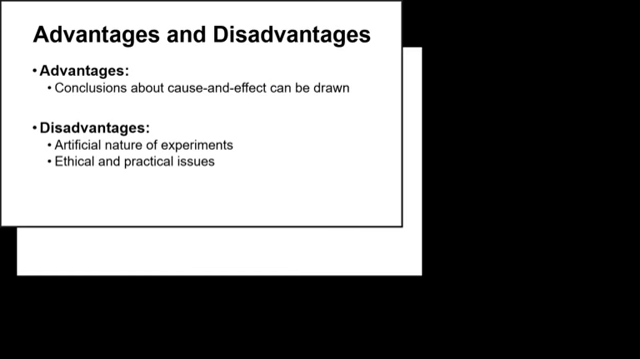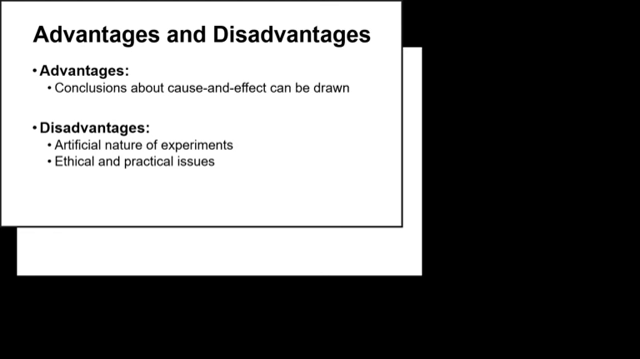And then our last slide for today is all about the advantages and disadvantages of experiments. And the advantages, the big one, is that we can make conclusions about cause and effect relationship. This is one of the only ways that we can reliably get that idea that changing this variable causes a change in that variable.